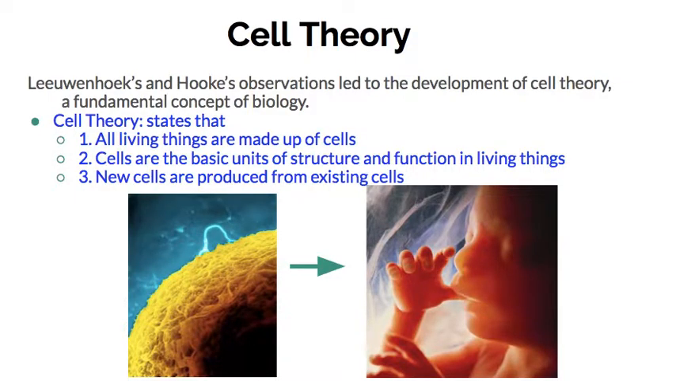So cell theory states that all living things are made up of cells. Cells are the basic units of structure and function in living things, and new cells are produced from existing cells.